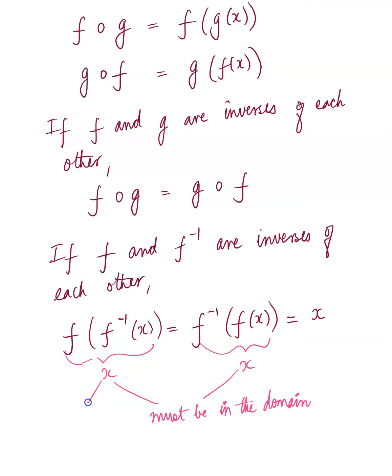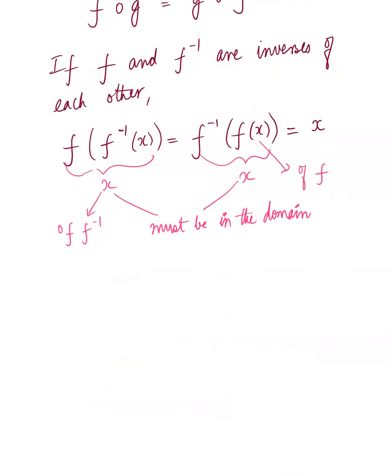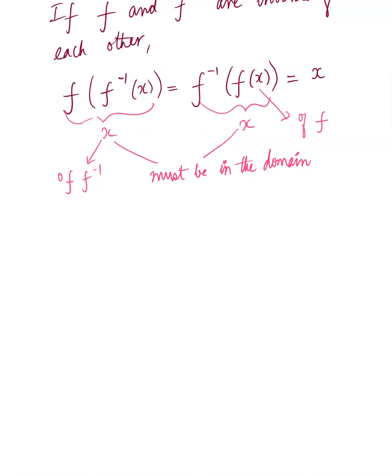Here it must be in the domain of f inverse, because here it's with the f, so it must be in the domain of f. So that is how we know that this will be true. If this is outside the domain, this rule doesn't hold true. Okay. So now let's look at a combination of the inverse properties involving the function and the inverse.